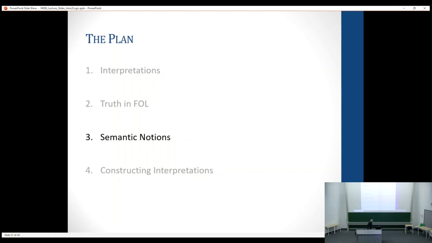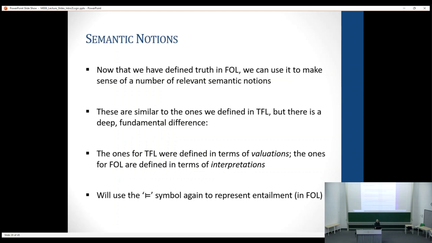And using these notions, we'll then be able to define parallel concepts to the ones that we had for TFL. And in fact, to go back even further, not just parallel to the ones in TFL, but also parallel to the notions we started with back in lecture 1. So that'll be the idea. That's what we're going to do now. So now that we've got truth and falsity in first order logic, we can use it to make sense of semantic notions.